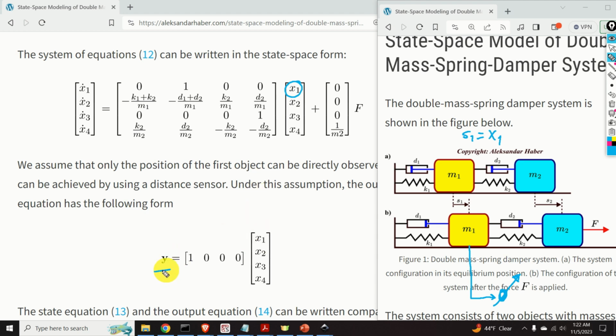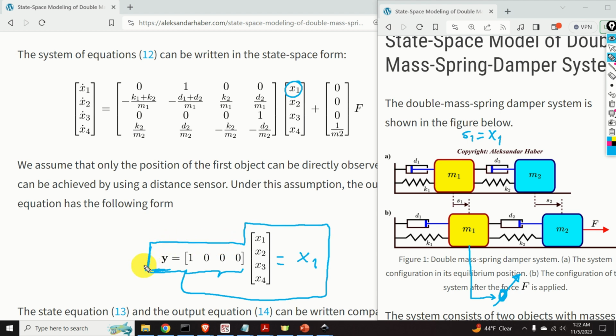And consequently, my output equation will look like this. I will have 1, 0, 0, 0, and this will actually be equal to x1. So this is the output equation. Again, to summarize, the output equation tells us which state space variables are observed by sensors.